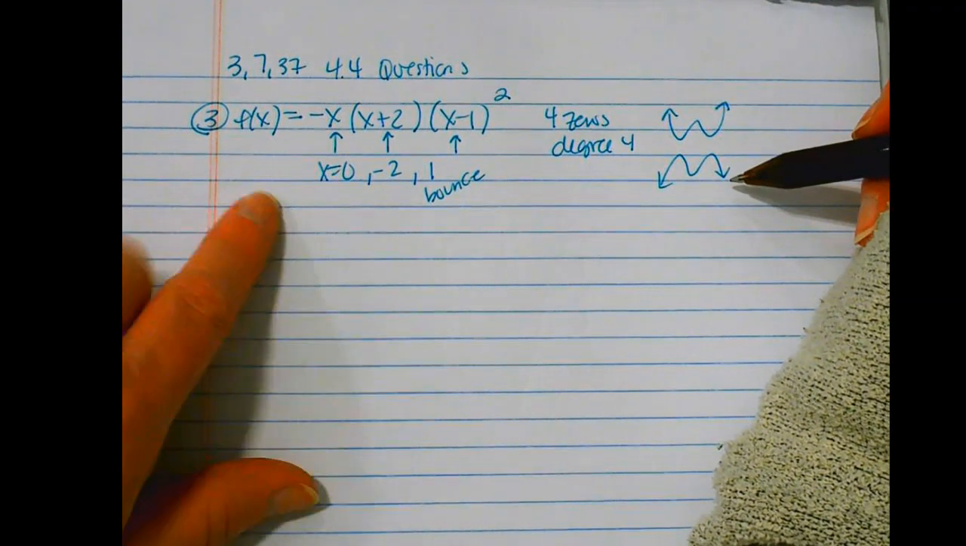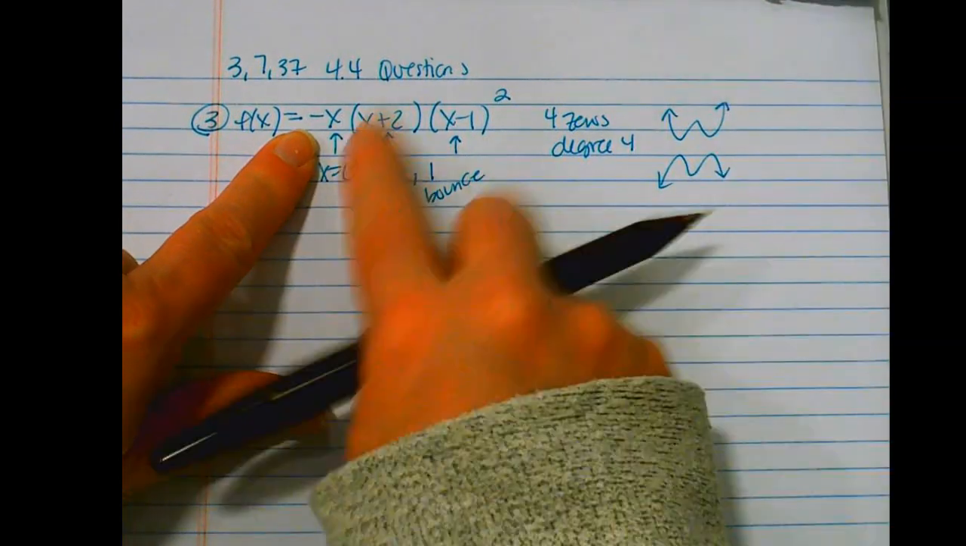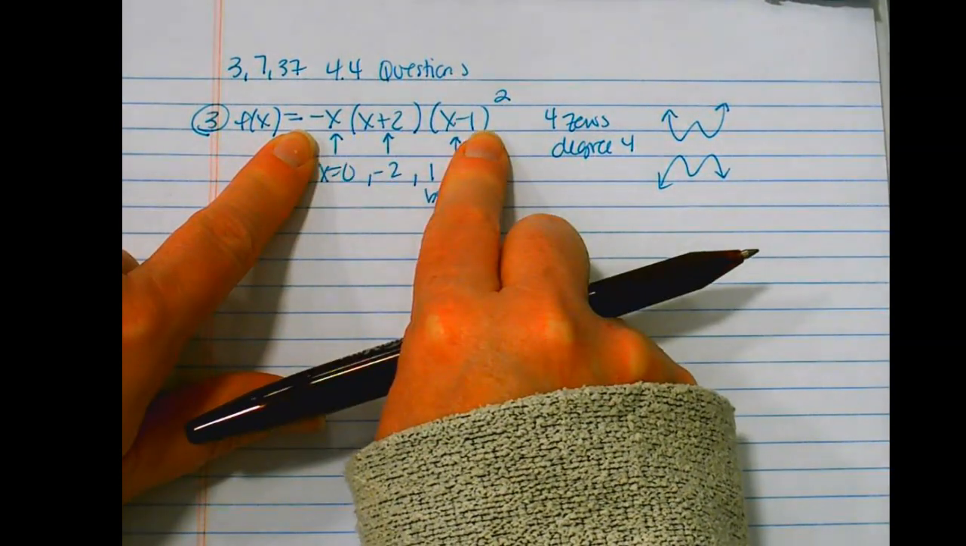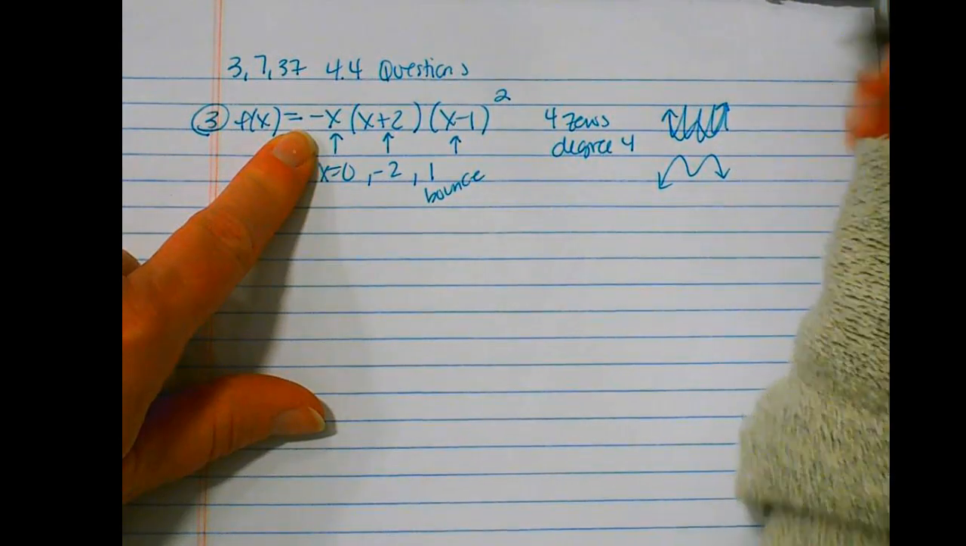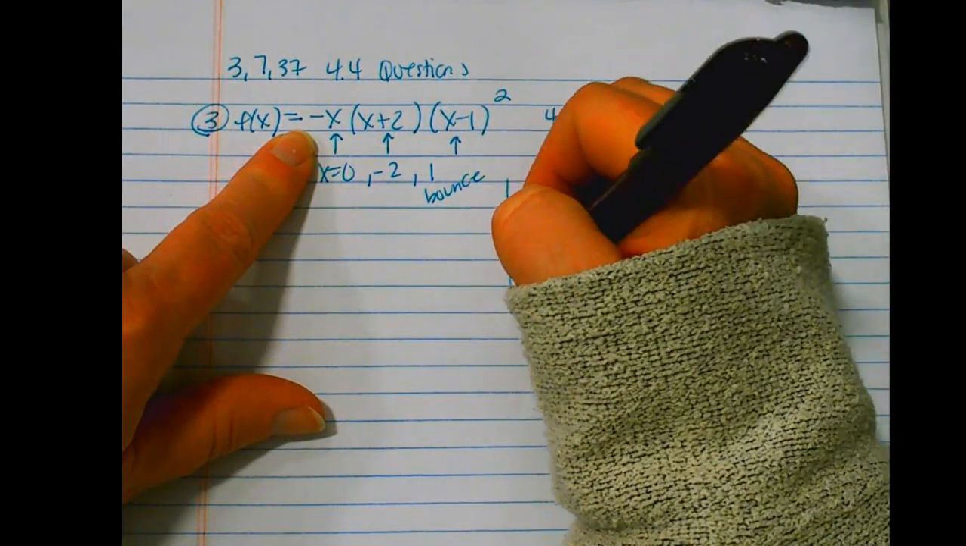It's going to go down because of this minus. So we've got the zeros. We can count out the degree, and the minus tells us it goes down, so it should look like this. But how does that work with our bouncing stuff?